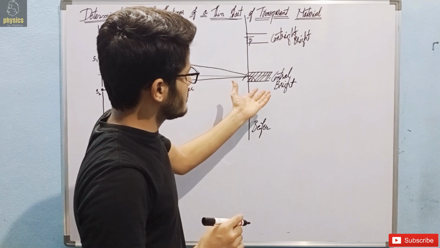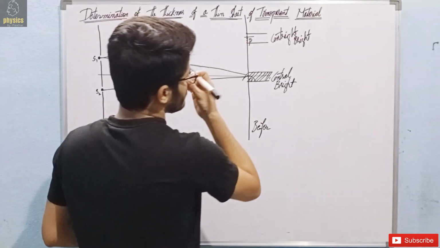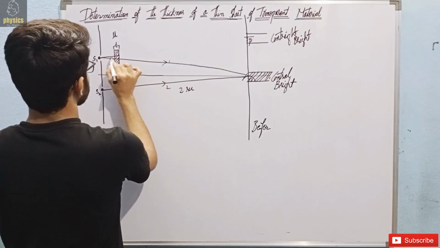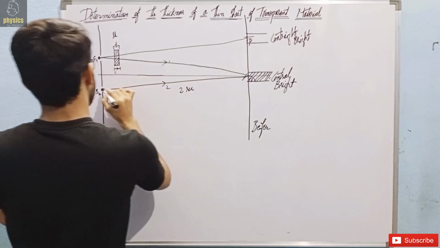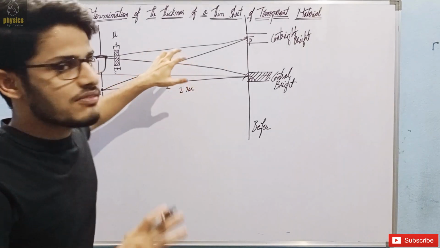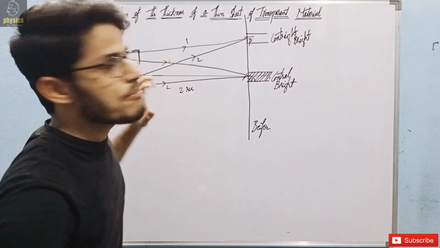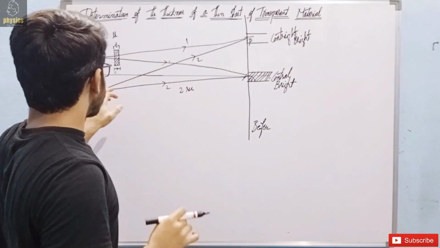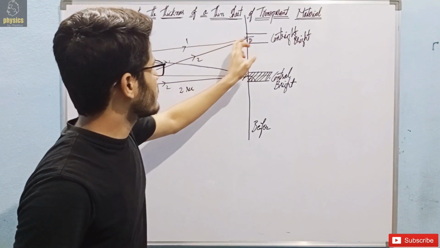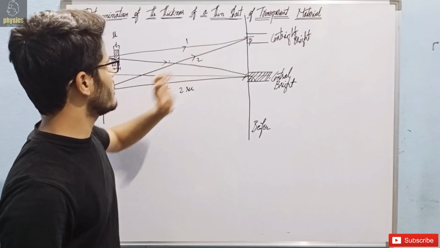Initially the central bright was here, the point where the path difference between ray 1 and ray 2 was 0, but now this is the point where the path difference is 0. But you see the physical path difference. If I call this ray 1 and this ray 2, there is some physical path difference between ray 1 and ray 2. Why? Because ray 2 is traveling a longer distance as compared to ray 1. Ray 1 is traveling the shorter distance. So there will be some physical path difference between S1 and S2.